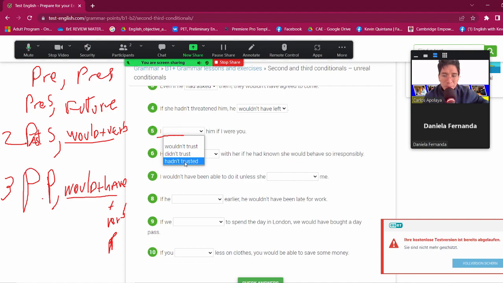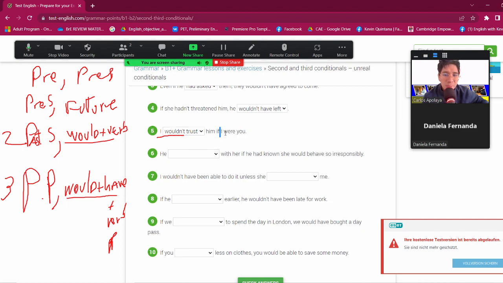Cuando tú tienes el past perfect en tu cláusula, aquí mira, tengo if. Después del if tengo pasado. ¿Podré poner un past perfect? Después del if tengo pasado. ¿Dónde está mi resultado? Didn't. I didn't. Para el resultado usaba el past. Wouldn't. Wouldn't trust.